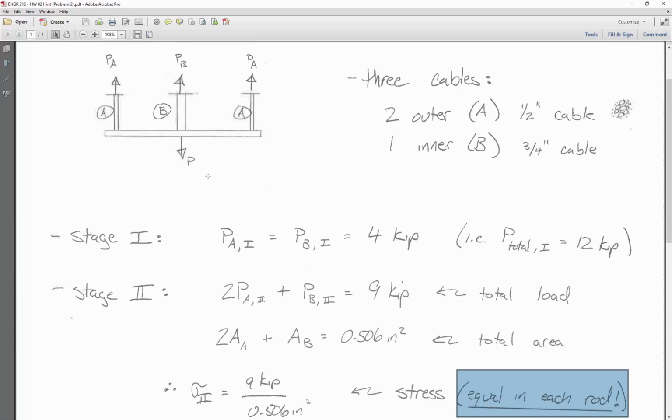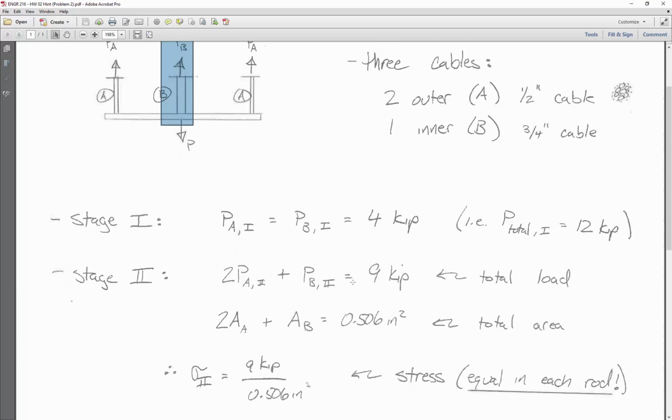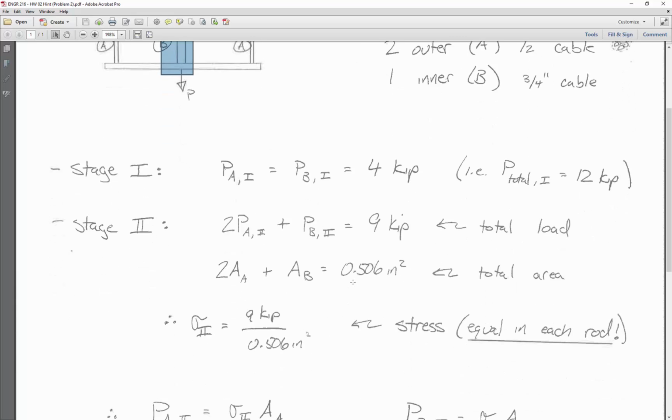Ironically, if, for instance, cable B was a steel cable and the 2 outer cables were, say, copper, that would have made the problem more involved, but I think it also would have made the problem easier for you all in this course, since that would essentially turn this into a composite problem, just like one of the examples that we did in class.